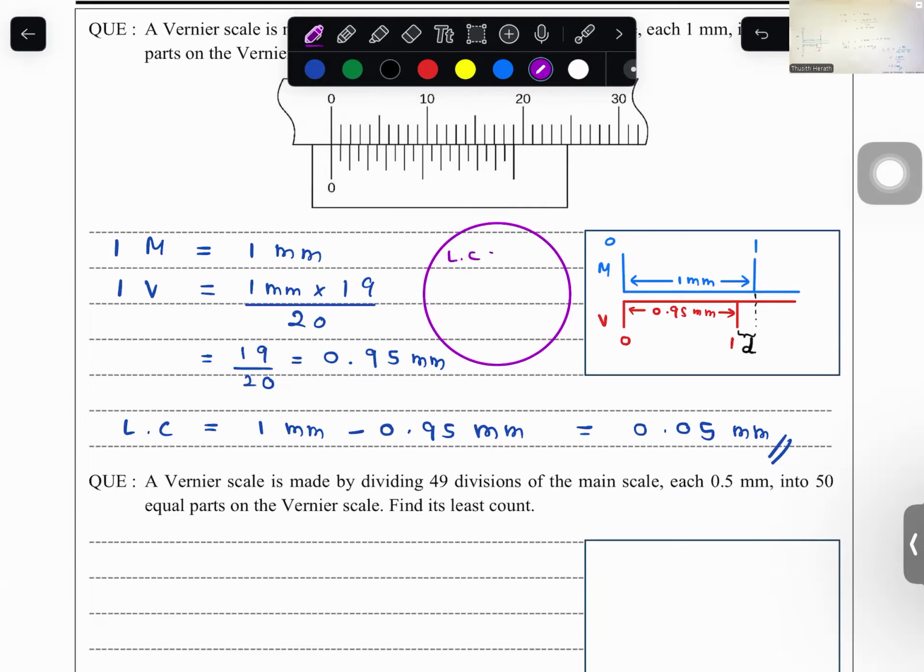Least count equals one main scale division divided by the number of vernier divisions. Main scale division equals the length of one main scale division. It's 1 millimeter divided by the number of vernier divisions. It's 20. So 1 over 20 means 0.05.